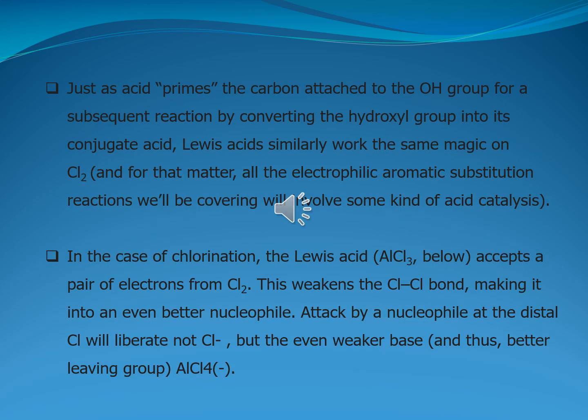So just as acid primes the carbon attached to the hydroxyl group for subsequent reactions by converting the hydroxyl group into its conjugate acid, Lewis acid similarly works the same magic on the chlorine atom. And for that matter, all the electrophilic aromatic substitution reactions we will be covering will involve some kind of acid catalysis. In the case of chlorination, the Lewis acid, that is aluminum trichloride, in the next slide example, accepts a pair of electrons from chlorine. This weakens the chlorine-chlorine bond, making it into an even better electrophile. Attack by a nucleophile at the distal chlorine will liberate not chloride as an anion, but the even weaker base and thus the better leaving group, that is aluminum tetrachloride, as an anion.